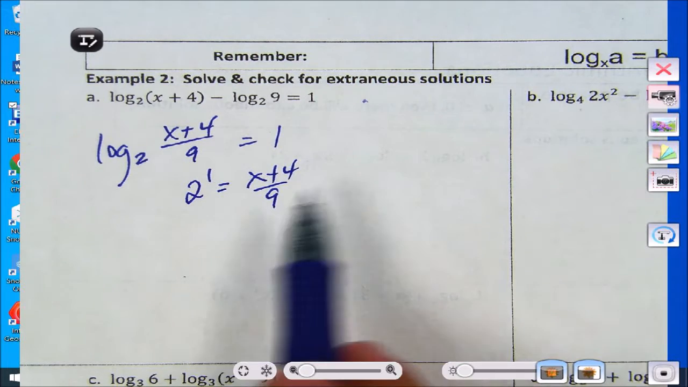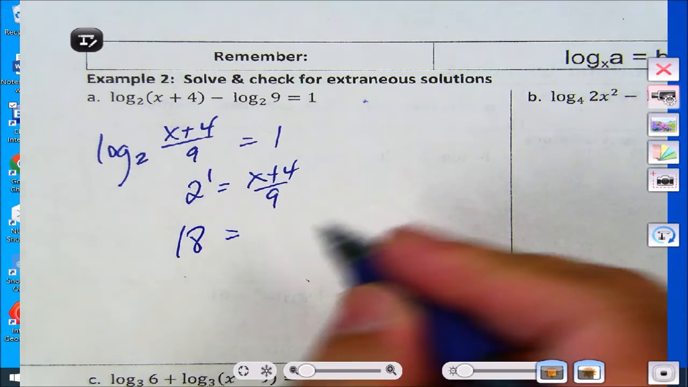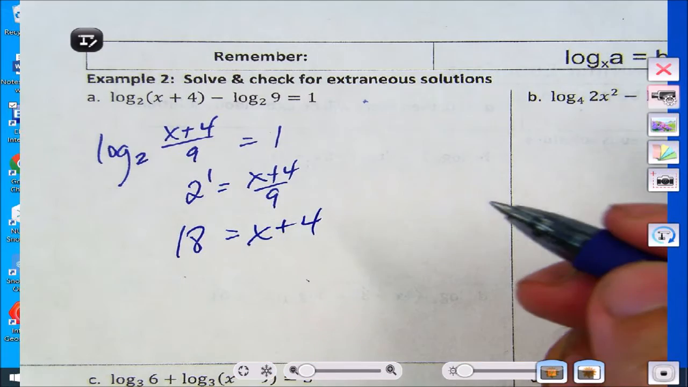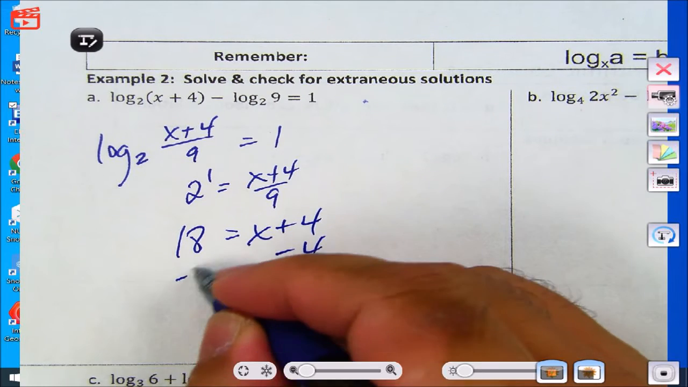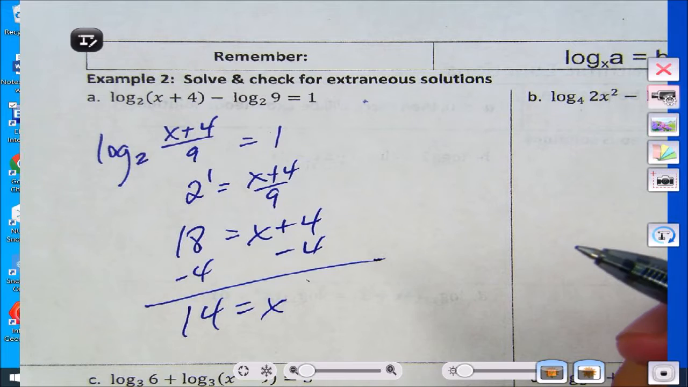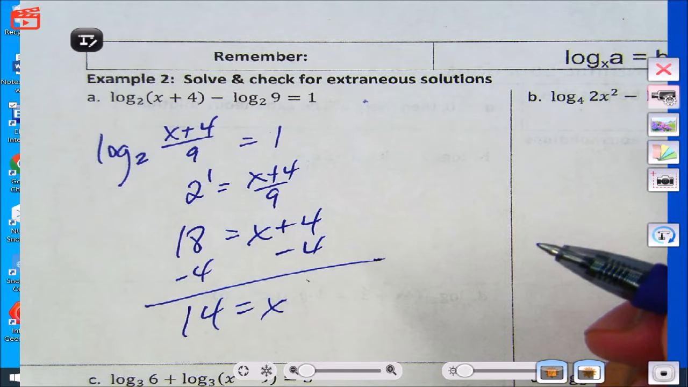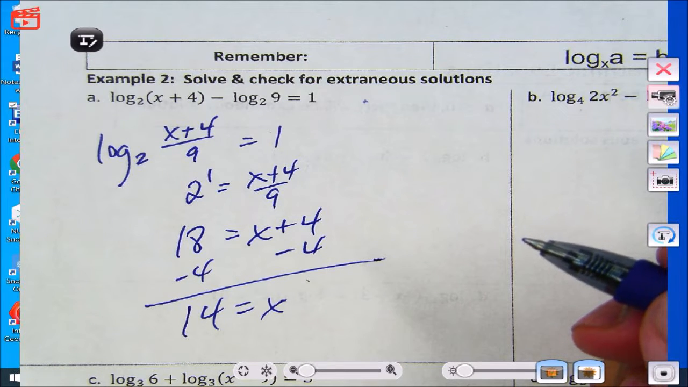So now we multiply by 9, so that's 18. 2 to the first is just 2, so it's 2 times 9. Subtract 4, 14, equals x. Whatever it equals becomes the 2 to the 1. You got that from the equals 1? Uh-huh. Okay.